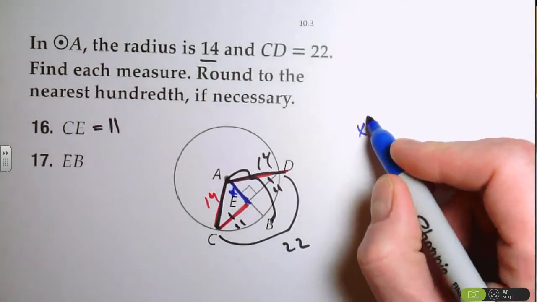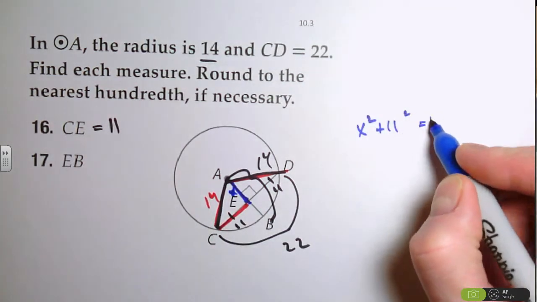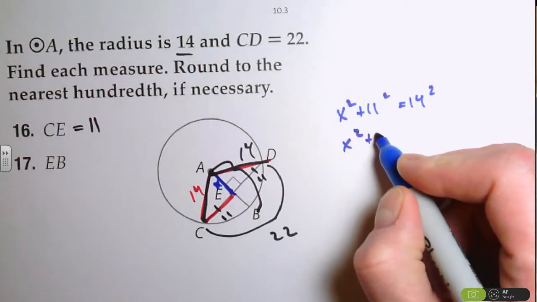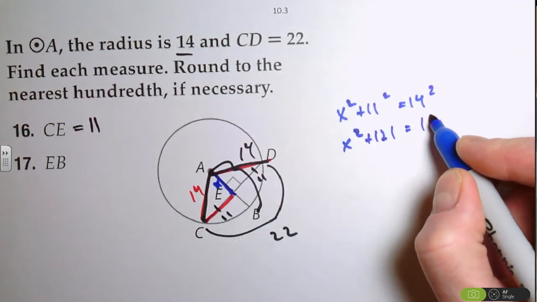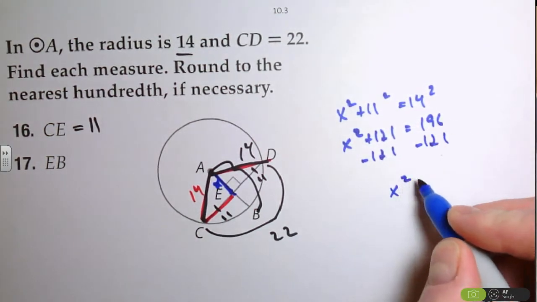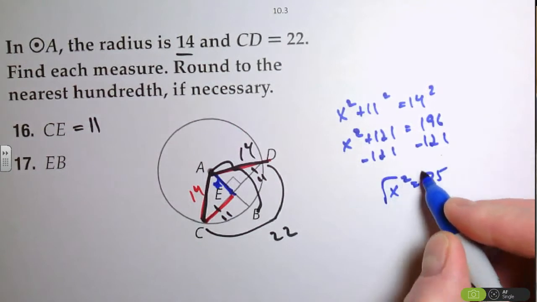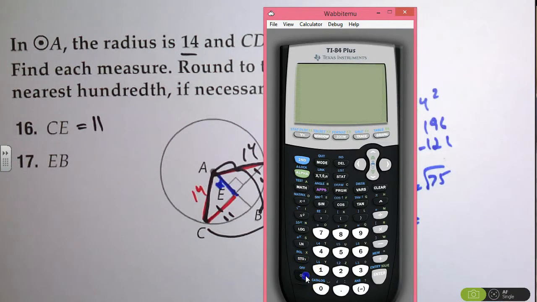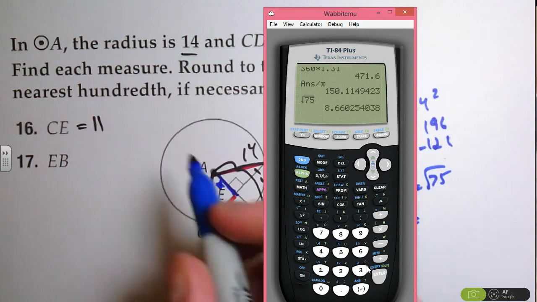I can say x squared plus 11 squared equals 14 squared. Okay. So x squared plus 121 equals 196. Subtract 121. x squared is 75. Take the square root of that. x is approximately the square root of 75, which is 8.66. It does say nearest hundredth.